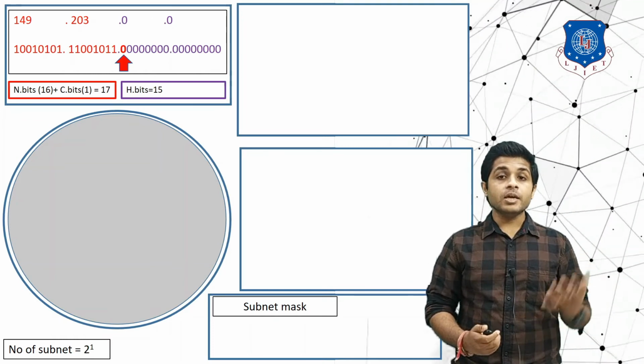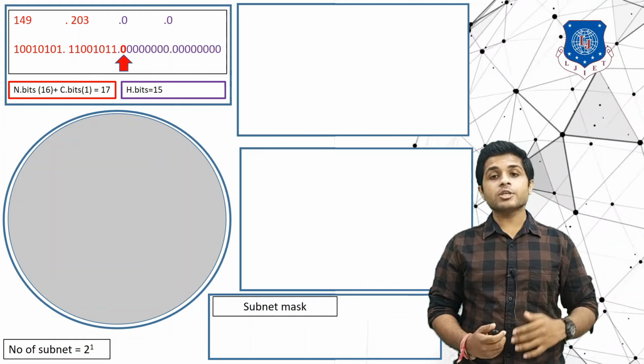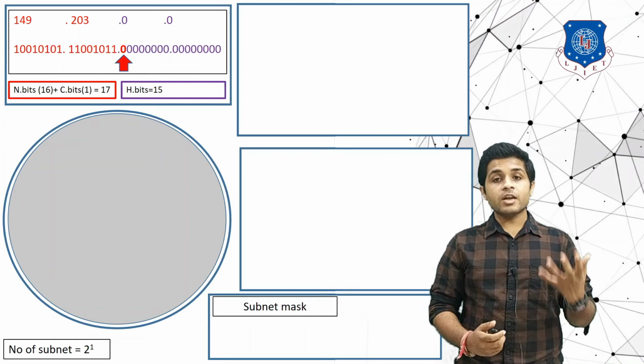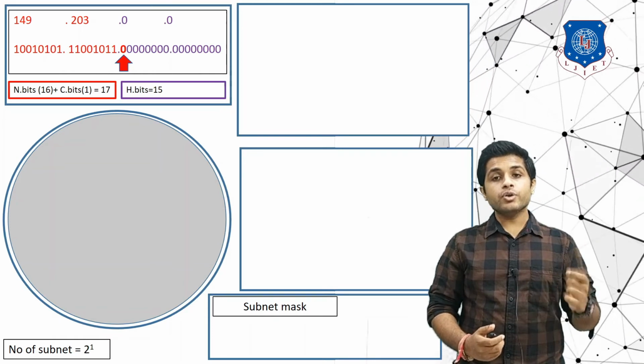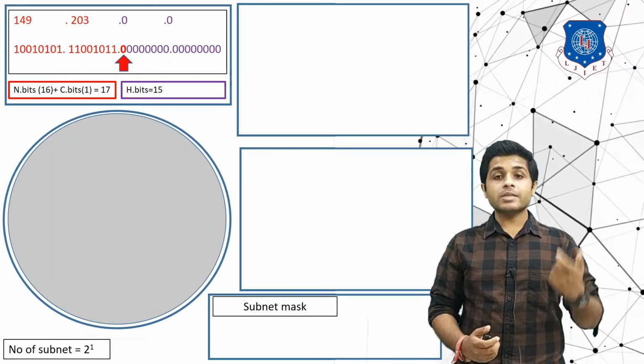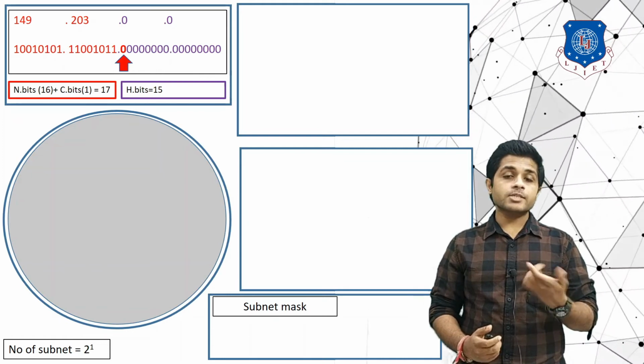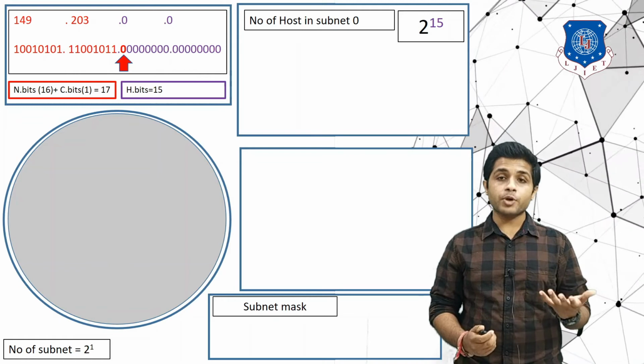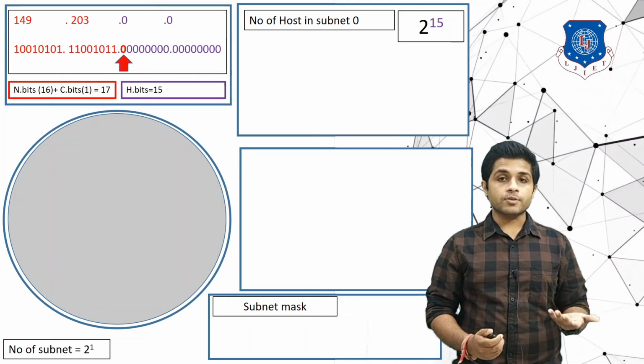Now let's see how many hosts are possible in subnet 0. To find the number of hosts in subnet 0, you have to check the size of the host bits. What is the size of the host bits? It is 15. So 2 raised to 15 hosts are possible in subnet 0.